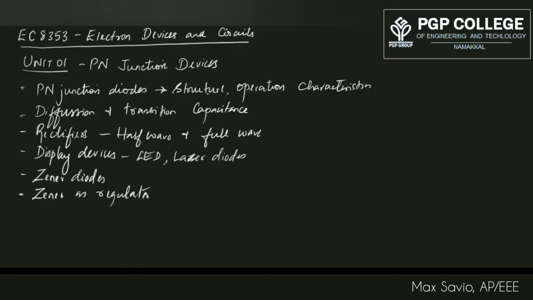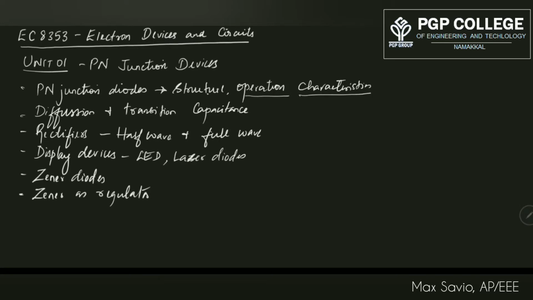Hi, welcome students to the online class for Electron Devices and Circuits. This is supposed to be your third semester of Electrical and Electronics Engineering. In this subject, we are going to study deeply the various semiconductor devices, how the structure of the semiconductor devices appears, and their various operations and characteristics.